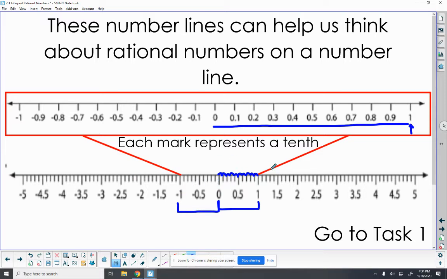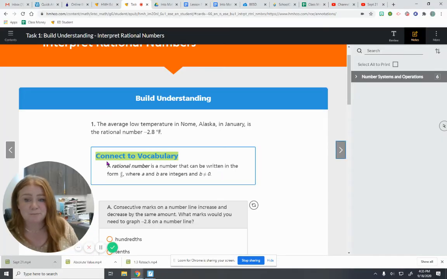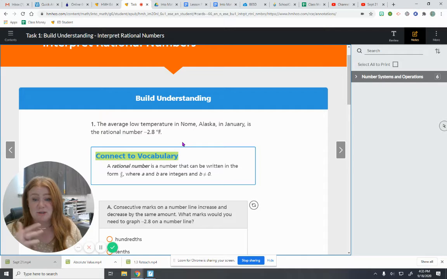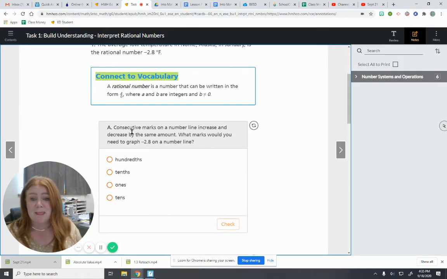So as you're doing some of your work today, think about these number lines, and that in between each whole number, there's also a set of fractions in there. So let's go to our first task here. It tells us that the average low temperature in Nome, Alaska in January is the rational number negative 2.8 degrees Fahrenheit. So it's below zero on average, negative 2.8 degrees. A consecutive mark, so that means in order on a number line, increase and decrease by the same amount.